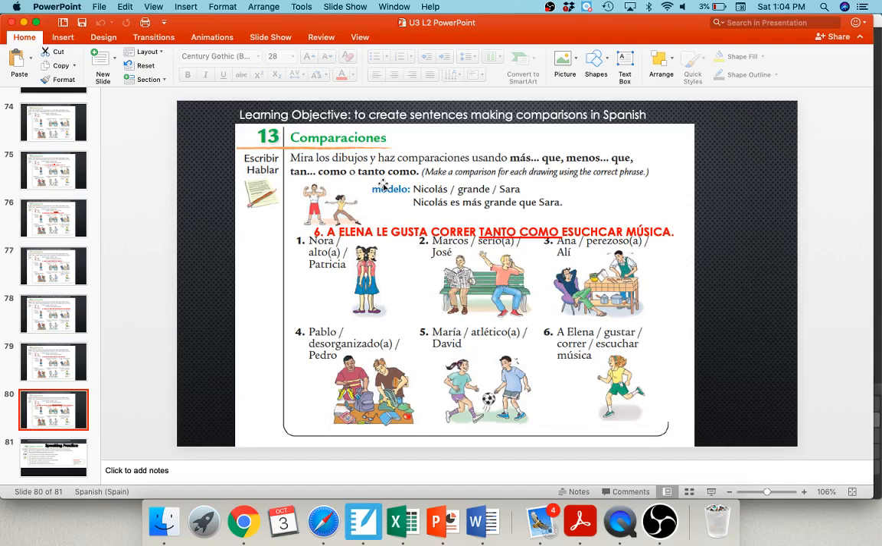Guys, this fulfills our final learning objective to create sentences, making comparisons in Spanish.